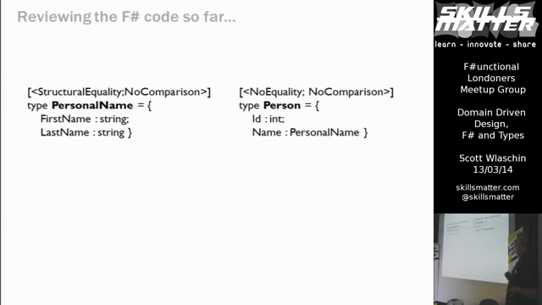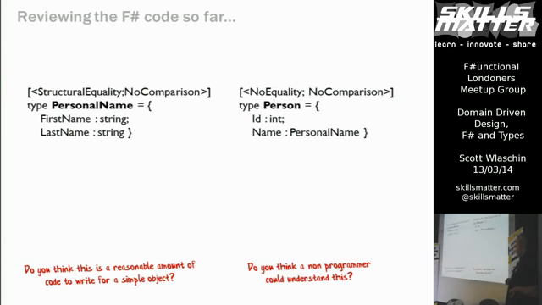So here's the two types in F#. 6 lines of code, 8 lines of code if you include the attributes. So, same questions. Do you think this is a reasonable amount of code to write for a simple object? And I think yes. You couldn't get much simpler. This is about as little code as you could write to get across what you're trying to say.